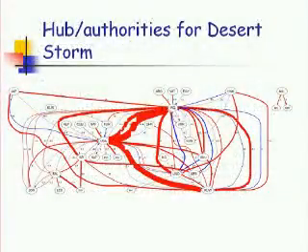So let me show you what the interaction graph looked like just before, 2 weeks before the outbreak of Desert Storm, to give you an intuition for why this is the case.